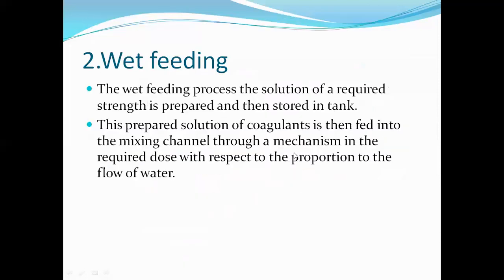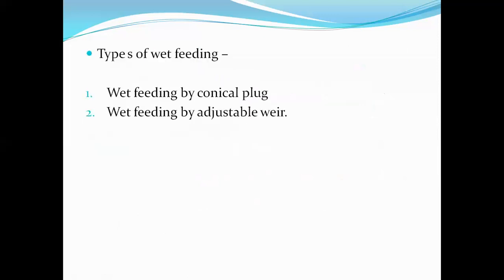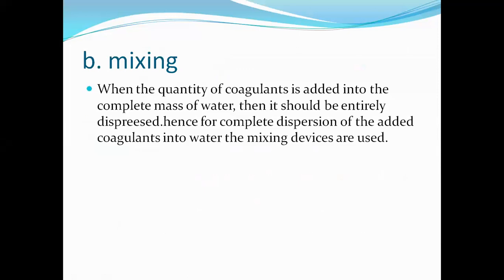Then the second type is wet feeding. In the wet feeding process, the solution of required strength is prepared, then it is stored in a tank and then mixed into the water. There are two types of wet feeding. First is wet feeding by conical plug. Second is wet feeding by adjustable weir. Then the second process of coagulation is mixing after feeding. The second process is mixing.